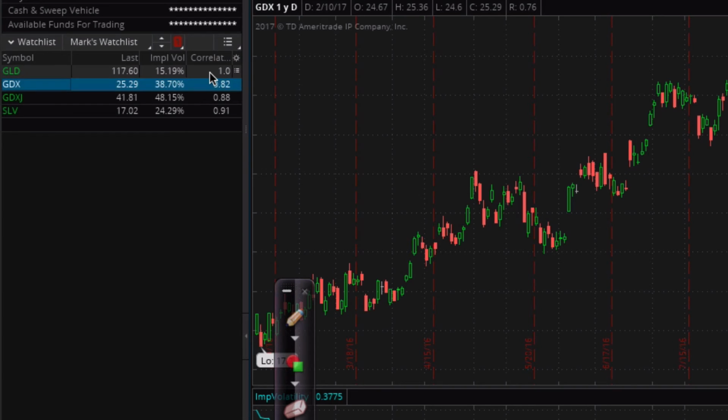There we go, perfect. So GLD, obviously, is correlated to itself, right? 1.0. GDX, 0.82, 0.88 for GDXJ, and 0.91 for SLV. So over the last 90 days, all of these have kind of moved together. And that makes sense, right? You would expect the items in the same sector to move together.